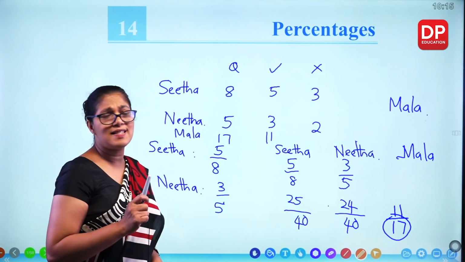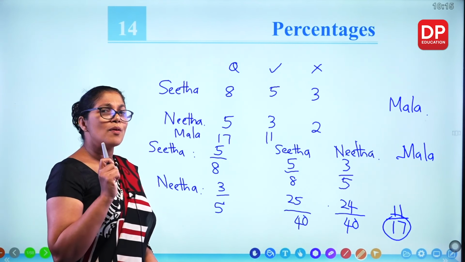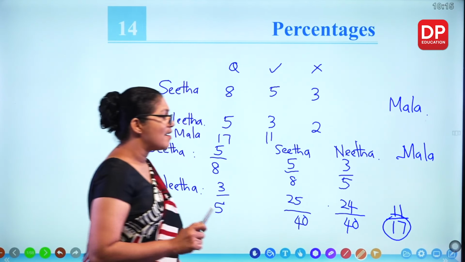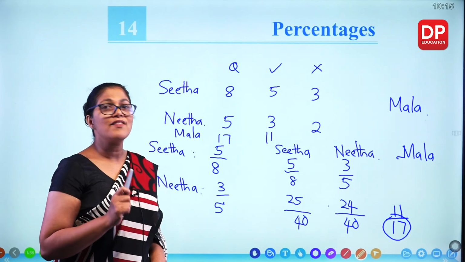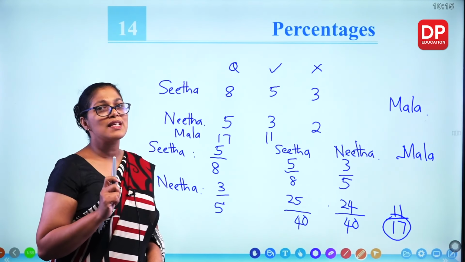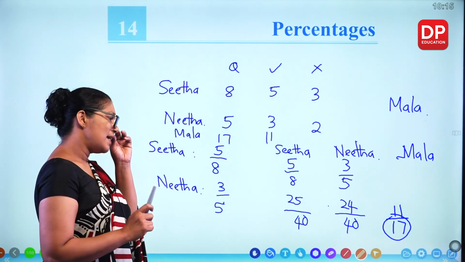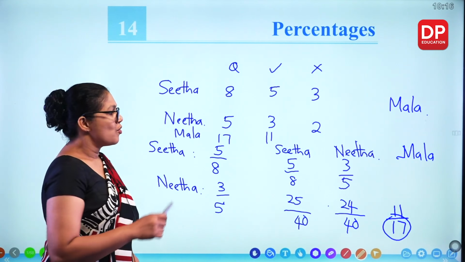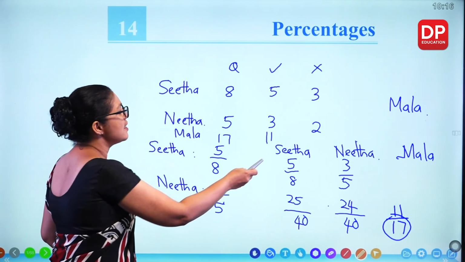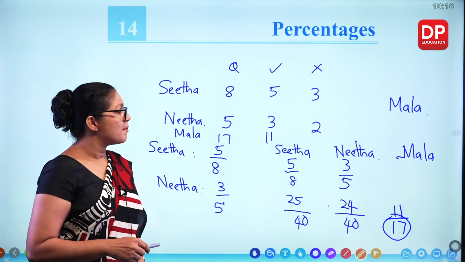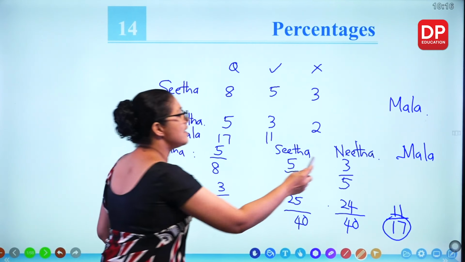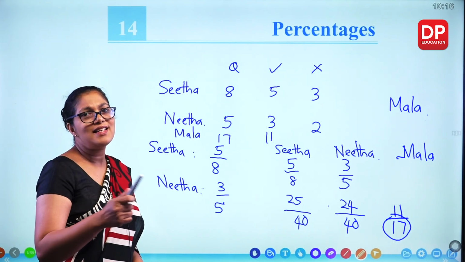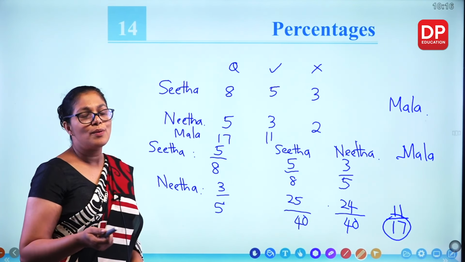So it is easiest to take 100 as the common denominator. So what is a fraction with 100 as the denominator? Those are percentages. So that's why percentages are important in maths. So what we can do, we can convert Sita's marks as a percentage value, Neeta's mark as a percentage value, and Mala's also as a percentage value. Then you can find out easily who is the best.